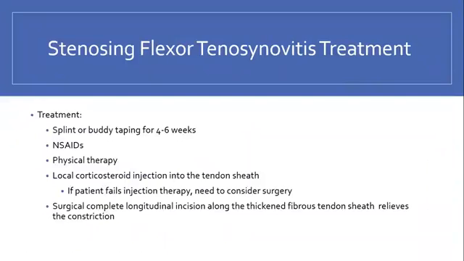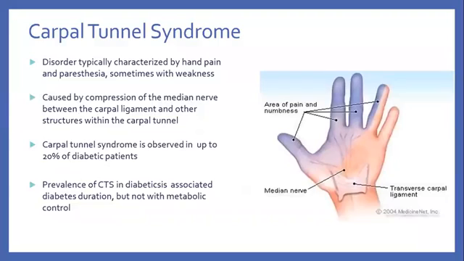Stenosing flexor tenosynovitis is treated with a splint or buddy taping for 4 to 6 weeks. NSAIDs and physical therapy are useful, as well as steroid injections. However, if the patient fails injection therapy, surgical intervention should be considered, and surgery involves a complete longitudinal incision along the thick and fibrous tendon sheath to relieve the constriction.